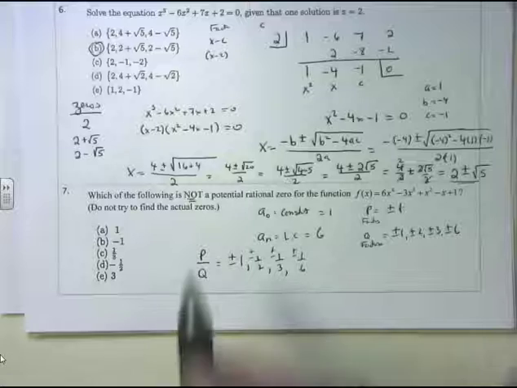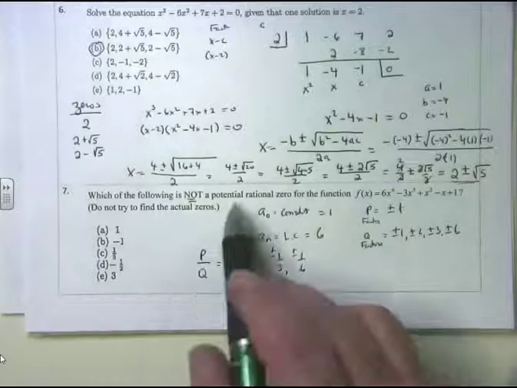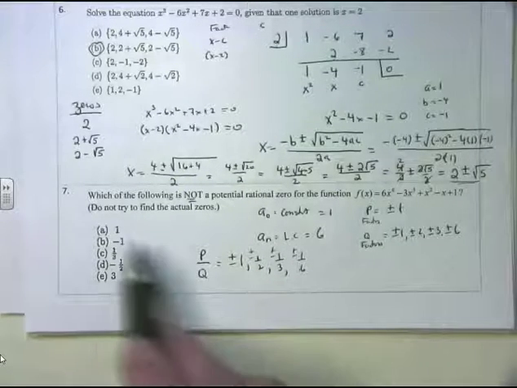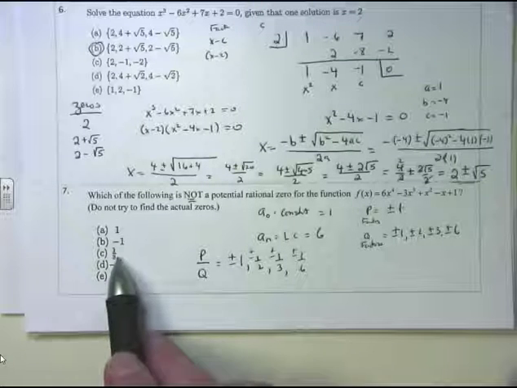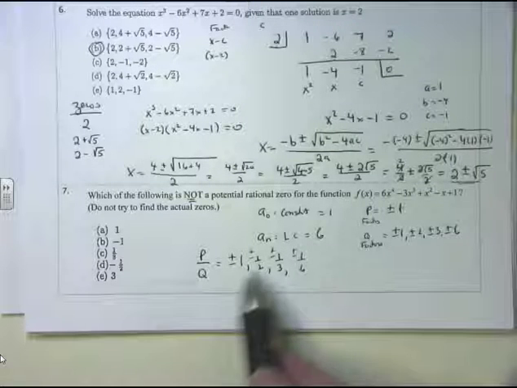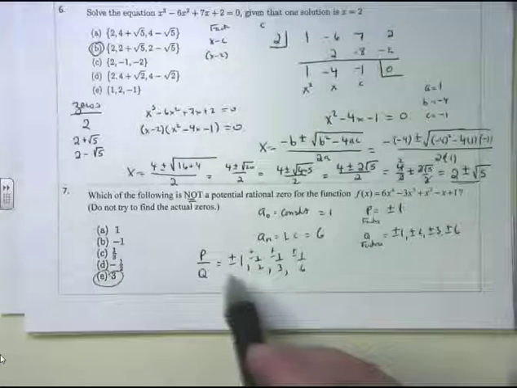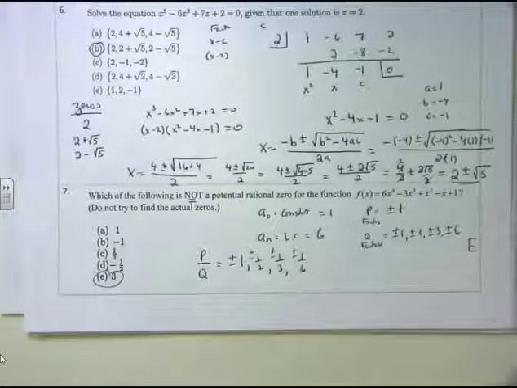The question is, which one of these in my answer set is not one of my rational zeros? 1 is there, -1 is there, 1/3 is there, -1/2 is there, but 3 is not in my lineup. So the one that is not a potential rational zero is 3.